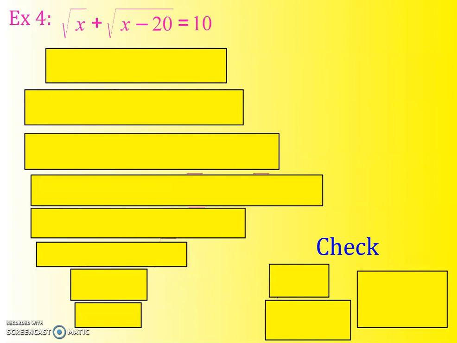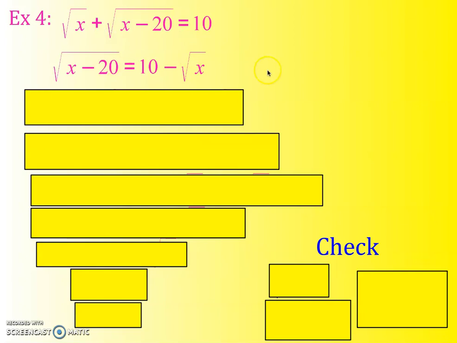All right, so on this next one, notice your radicals are not isolated. They're not by themselves. So we're going to first get one of them by itself. And I always like to keep the more complicated one by itself. So this one looks more complicated to me. I need to move the square root of x to the other side. It's currently a positive square root of x, so to move it, subtract it to the other side.